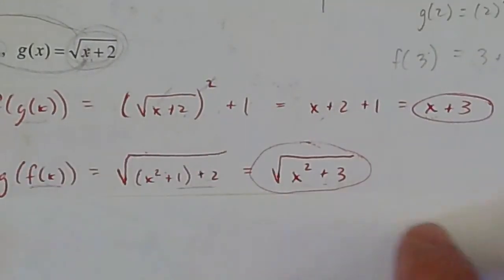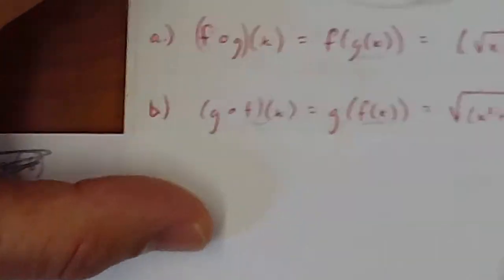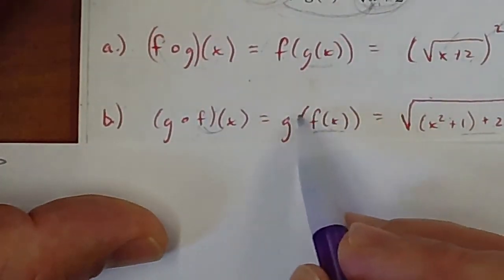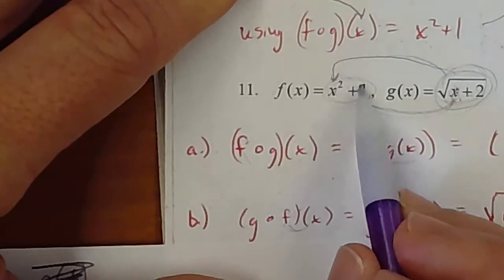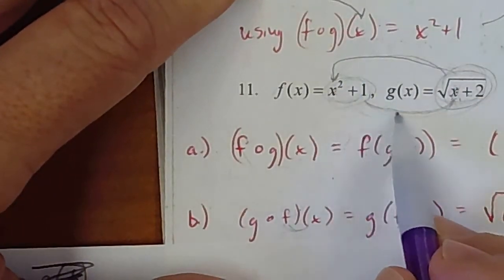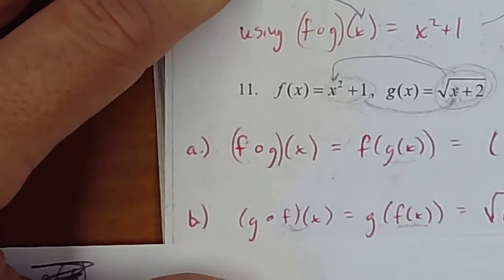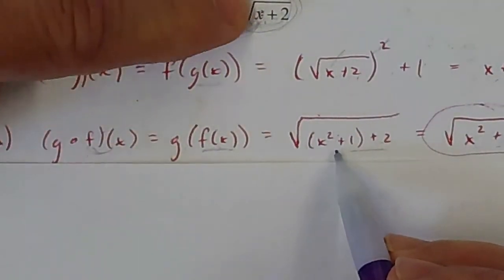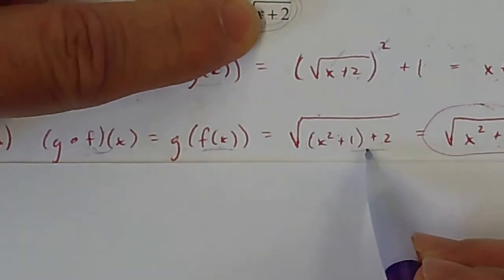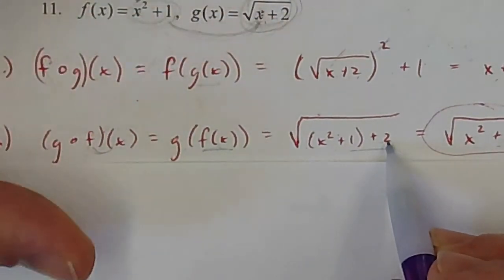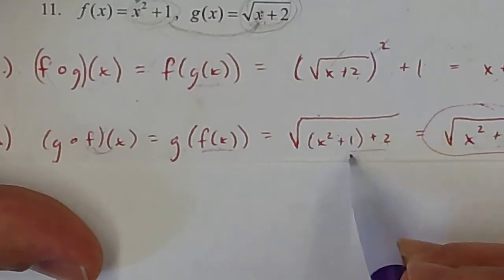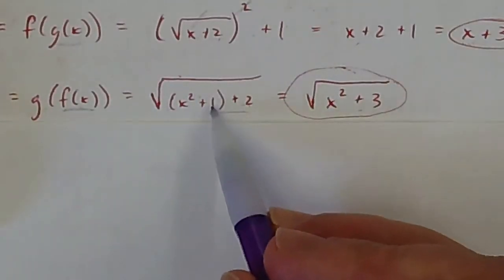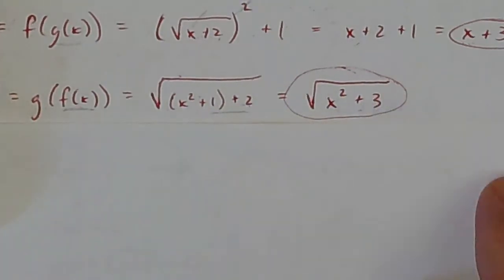All right, B flip-flops this process. F goes inside, so now f goes into g. So now I take this entire expression, and this has to go right here under the radical. So everything's under the radical, like that. x squared plus 1 is there, and then I got the plus 2. The parentheses are really just there for substitution purposes. There's really nothing to do. So I just add the 1 and the 2 to get x squared plus 3.